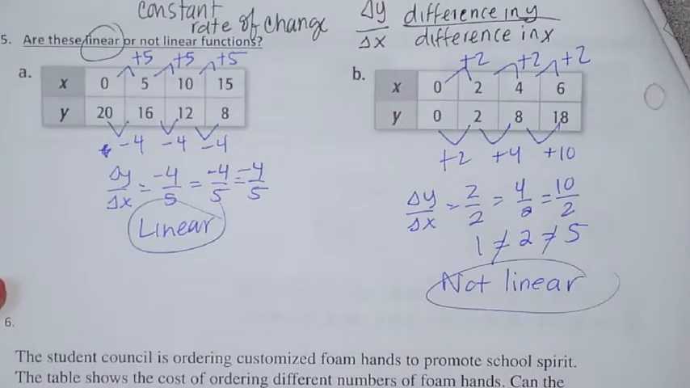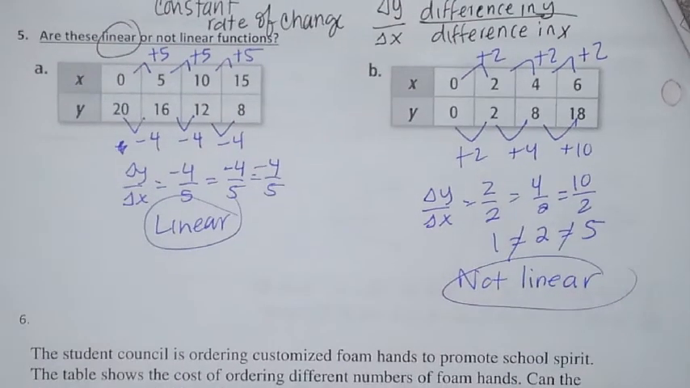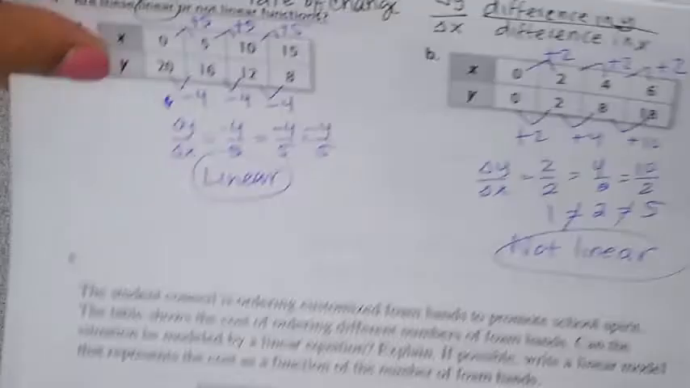Remember the Terra problem where it was 15 cents per mile plus a $45 charge, and we all had different points, and I showed you the ratios of both, and all of them gave me 15 cents because it was a constant rate of change.